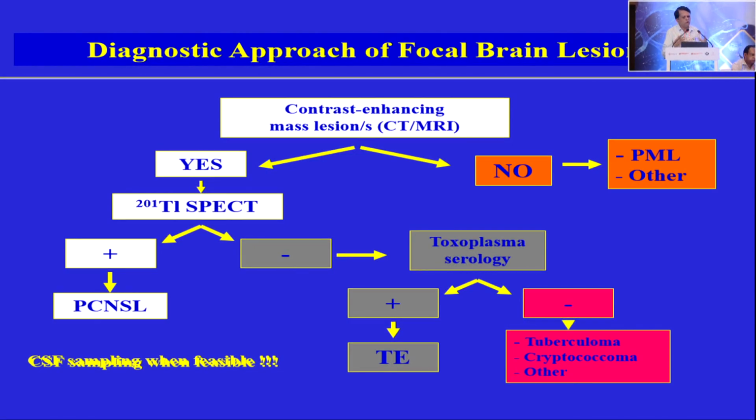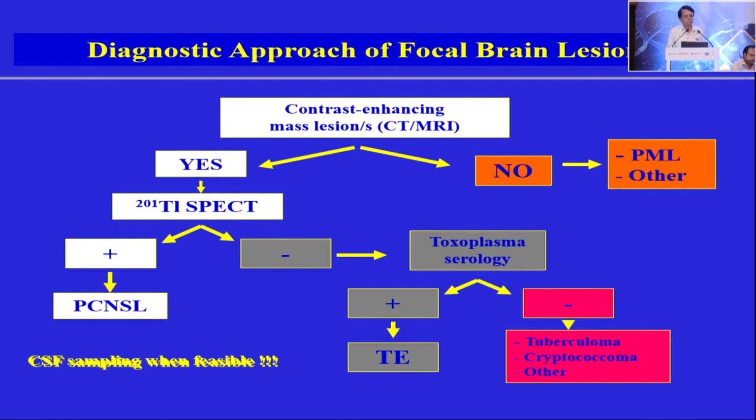So how do you approach the problem? One approach to focal brain lesions with retroviral infection is to ask: is it a contrast-enhancing mass lesion on CT or MRI? If no, if there is no enhancement, we can straight away say that it is PML. On the other hand, if it is enhancing, then you might require one more step.